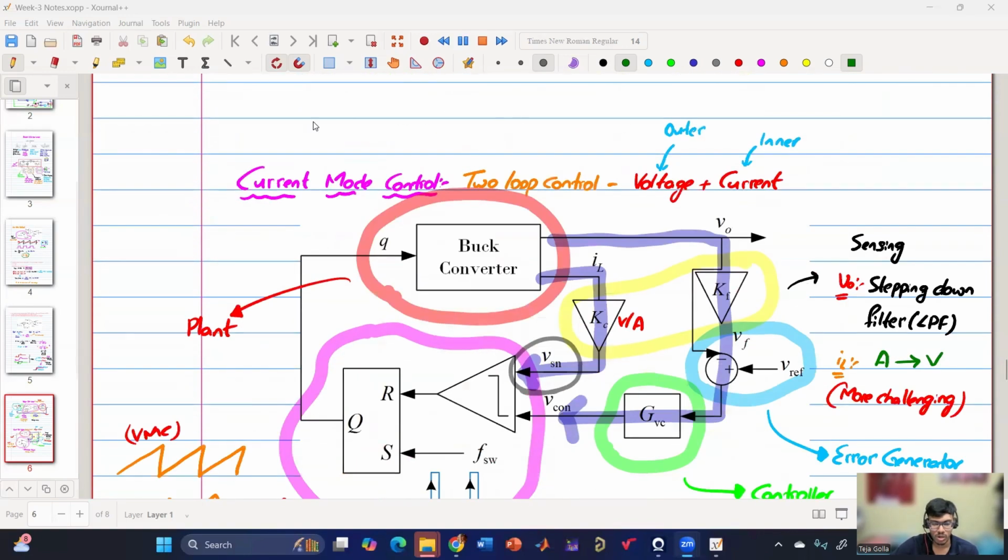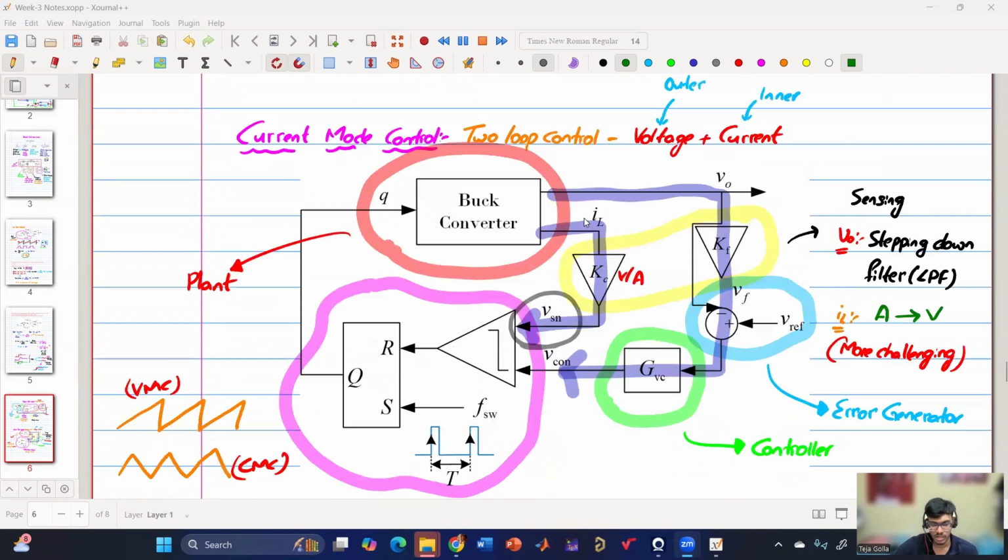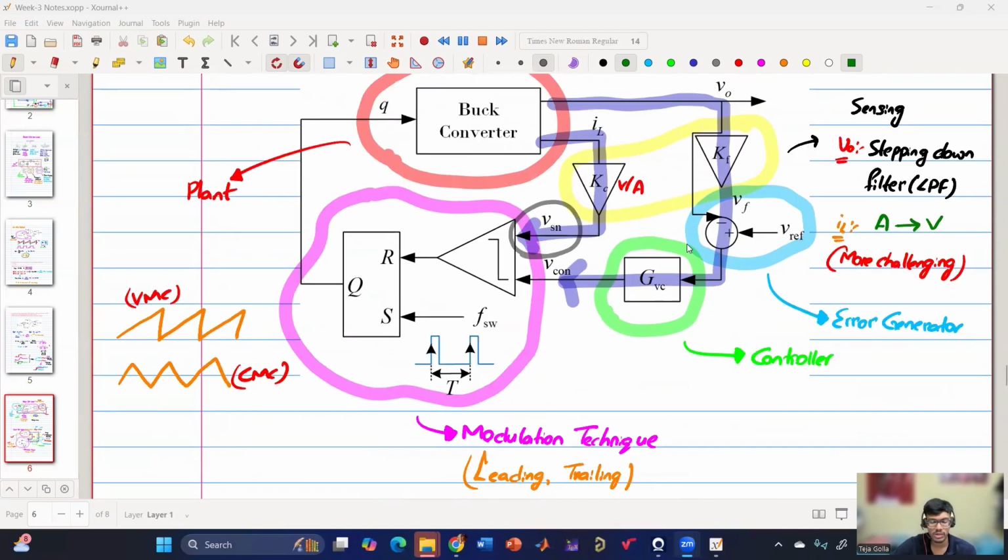Then we move to current mode control, where it has two loops, one with the voltage, one with the current, but it also has a plant, sensing circuitry, error generator, controller, as well as the modulation technique. Here there are two different sensings. One is voltage sensing, one is current sensing. So sensing is not part of this topic, not part of this course.